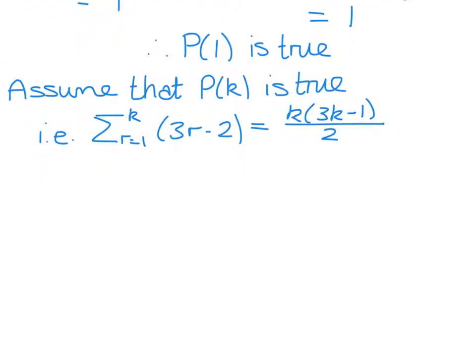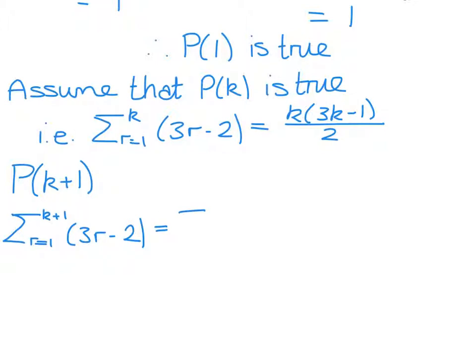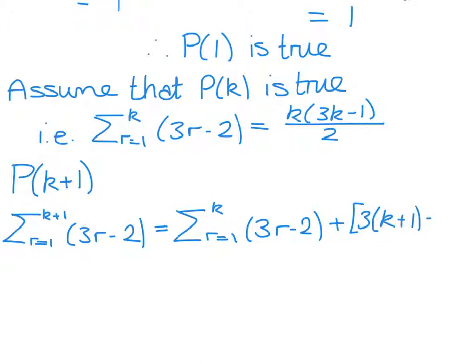So now we want to have a look at what pk plus 1 is. So pk plus 1 is the summation from r equals 1 to k plus 1 of 3r minus 2. And we know that this is equal to the summation from r equals 1 to k of 3r minus 2 plus the extra term when r equals k plus 1. So this is equal to 3 lots of k plus 1 minus 2.